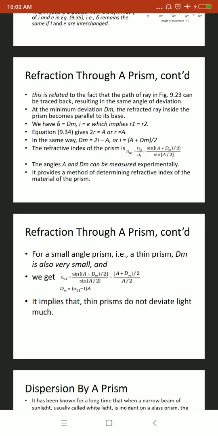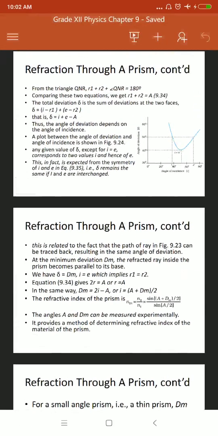resulting in the same angle of deviation. If the minimum deviation is dm, then the refracted ray inside the prism becomes parallel to the base. As we can say from the graph, this is with the exception of I equal to E. If both angles are the same, then the line is parallel. Practically, I can never be exactly equal to E. There will be a slight difference. But if this angle variation is very small, it still seems like a straight line, a line parallel to the base.